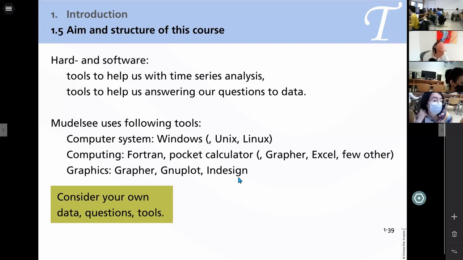And so these slides here I made using InDesign, and I put then parts of my book, and I gave them a yellow background, and they are still legible. Okay, so you have to think about your data. What are the questions you want to study? What are the tools you wish to employ for answering the questions?